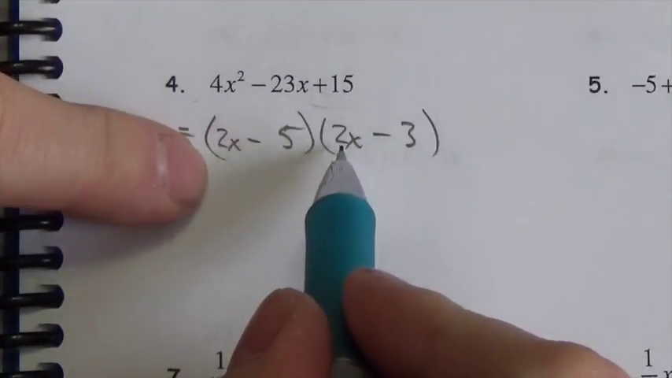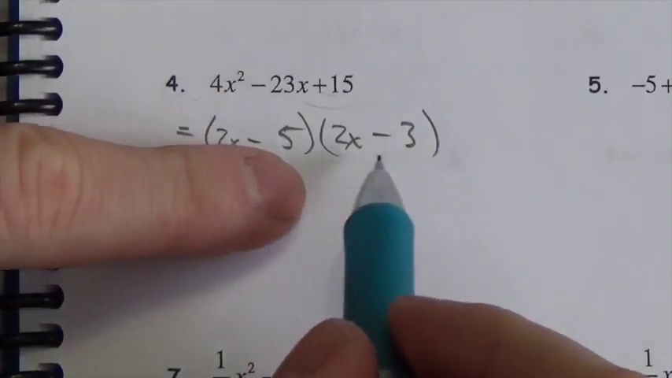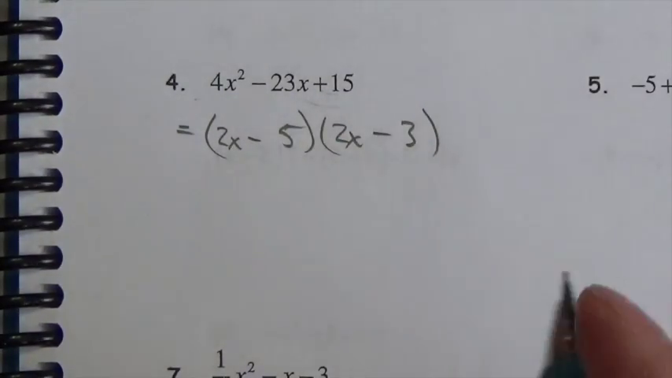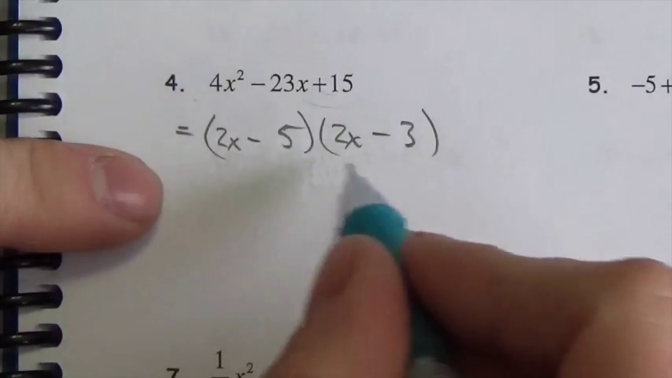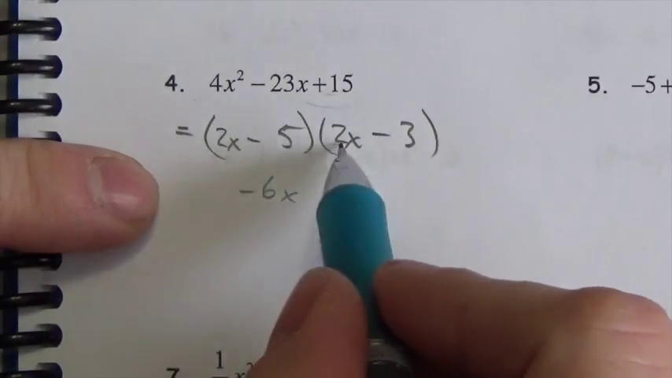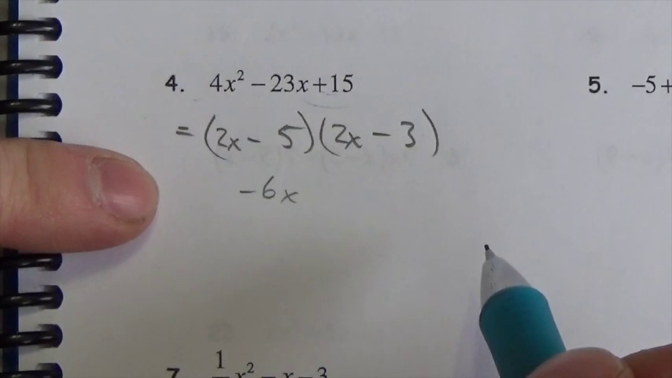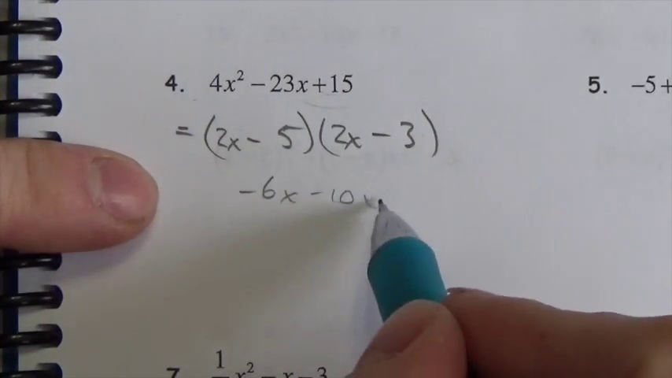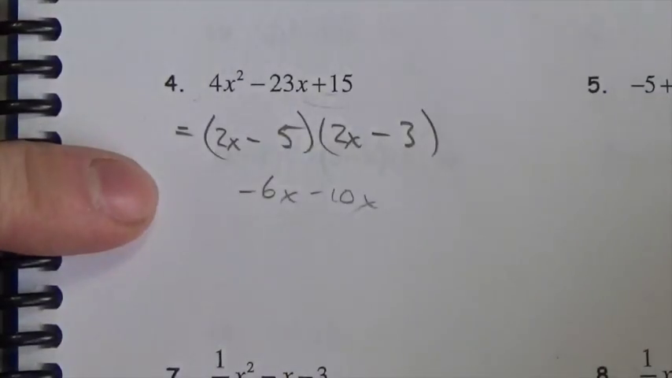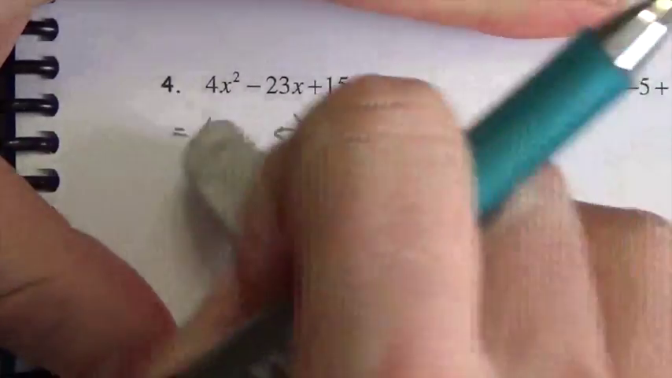I already know I will get 4x squared there, and I will get positive 15 there, because I built those numbers to do that. But 2x times negative 3 is going to be negative 6x. Negative 5 times 2 is going to be negative 10. And I can't combine those to get negative 23. That's not going to do it.